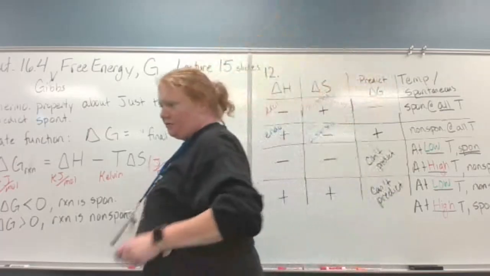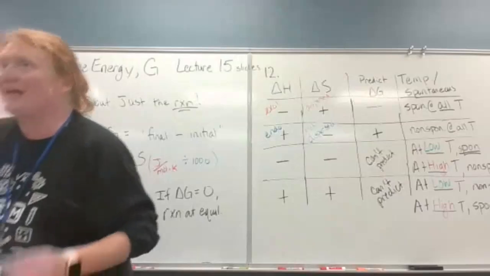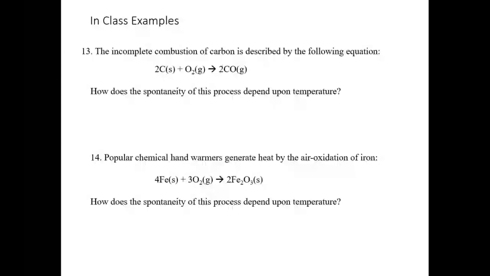So this is something we talked about 2 days ago, how to predict the sign of delta S. I like looking at the moles of gas. That's a great way to think about it. More moles of gas means more entropy. So in this reaction, on the product side, I get to make 2 moles of gas from 1 mole of gas. My entropy is increasing in this reaction. I also predict delta S is positive.